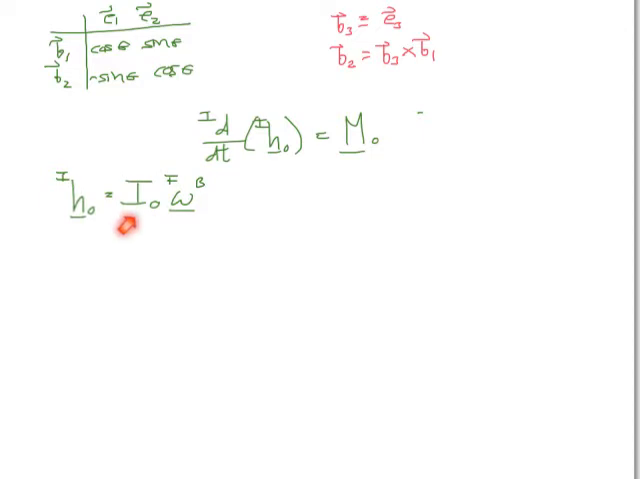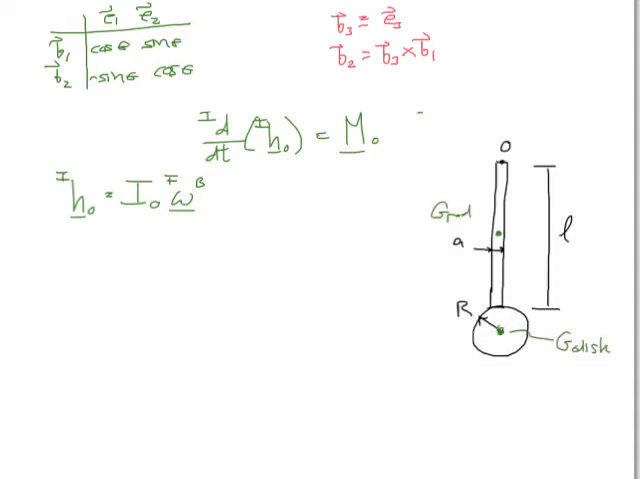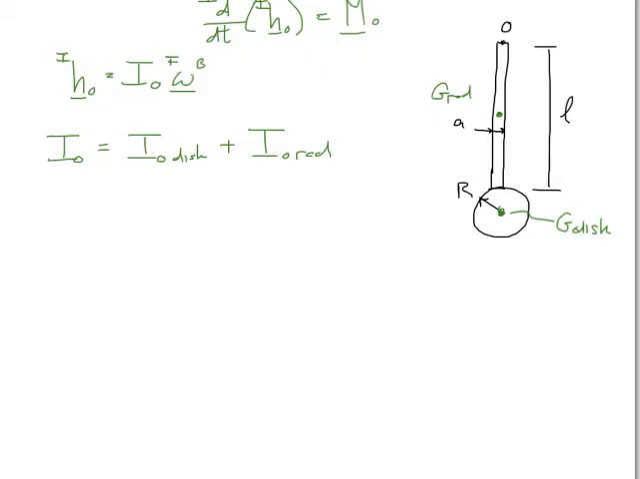But we don't know what I sub O is. So let's find the moment of inertia about the point O. To find the moment of inertia of the entire composite body about point O, we'll find the moment of inertia of the disk about O, and then add to that the moment of inertia of the rod about O. So let's work those individually. Let's start with the rod.